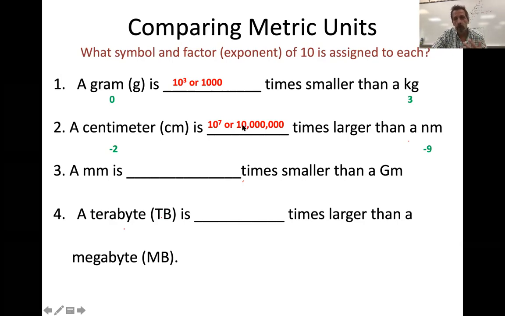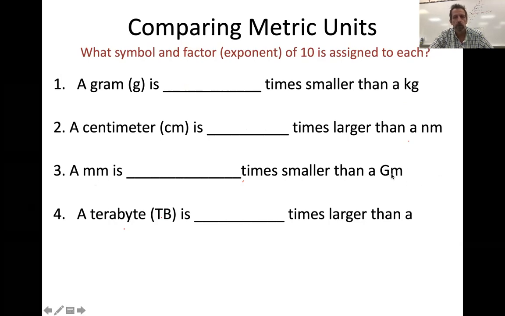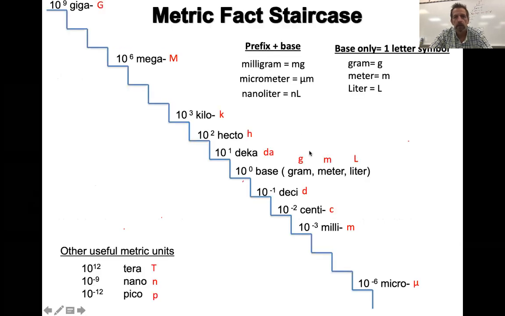So this is a really good strategy, a powerful strategy for comparing metric units. Let's do the same thing with millimeter, number 3, millimeter compared to gigameter. So milli compared to giga is what we're looking at. Let's locate milli, right? Milli's right here. So we're going to compare them with 1, 2, 3, 4, 5, 6, 7, 8, 9, 10, 11, 12. So there are 12 factors of 10 apart.